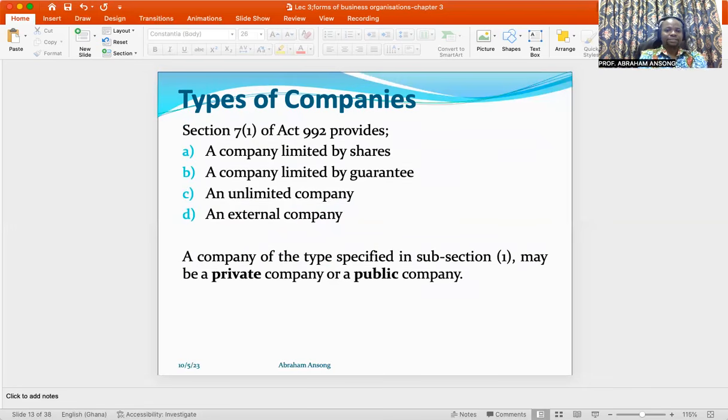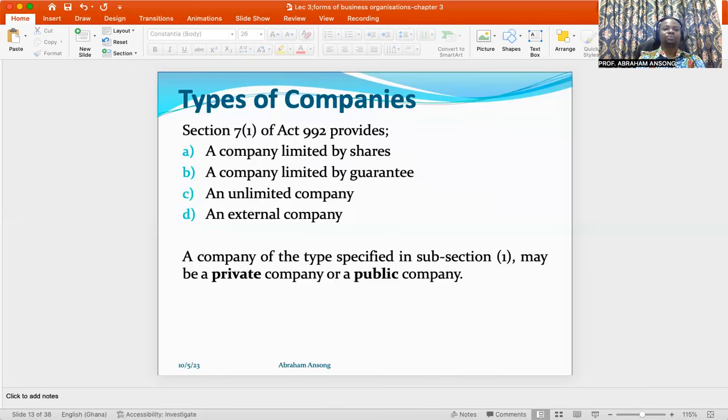Section 7, subsection 1 of Act 992 provides us with the following types of companies. So we have a company limited by shares. We have a company limited by guarantee. We have an unlimited company. Then we have a new one that was introduced, different from Act 179, which is an external company. Okay. A company of the type specified in subsection 1 may be a private company or a public company.